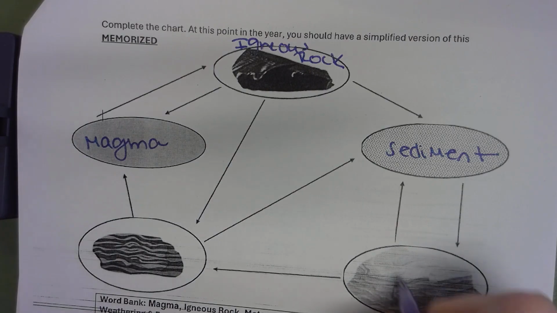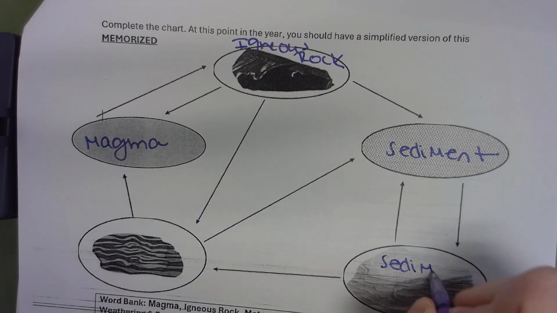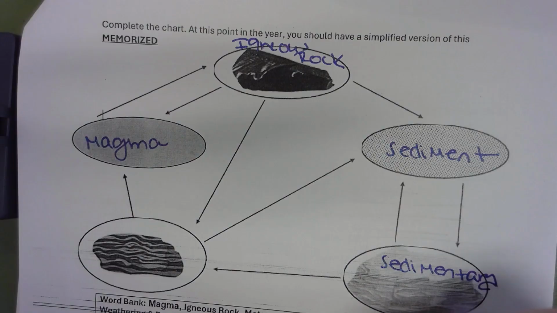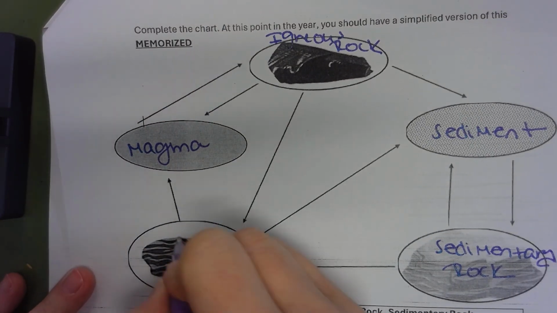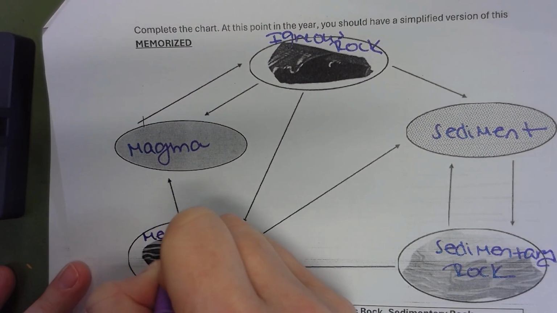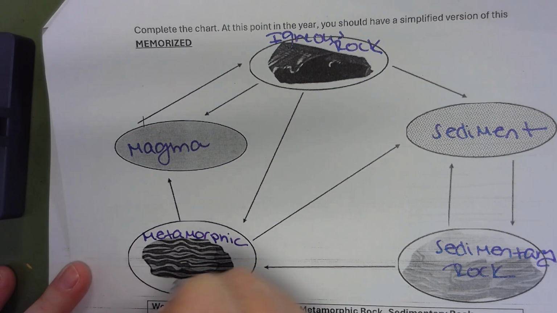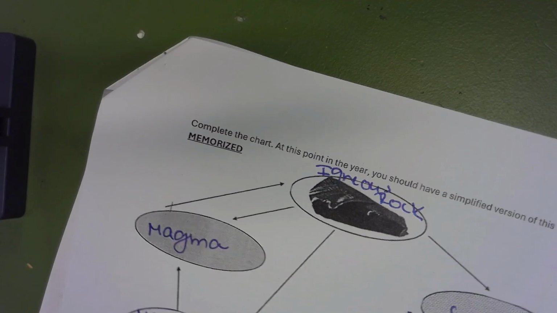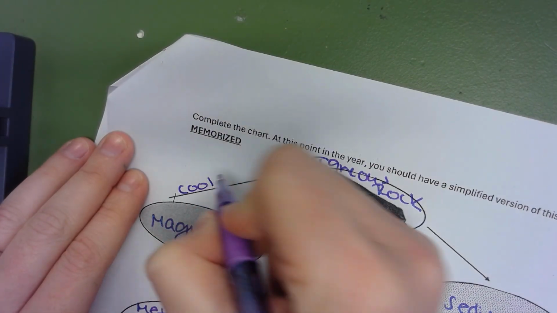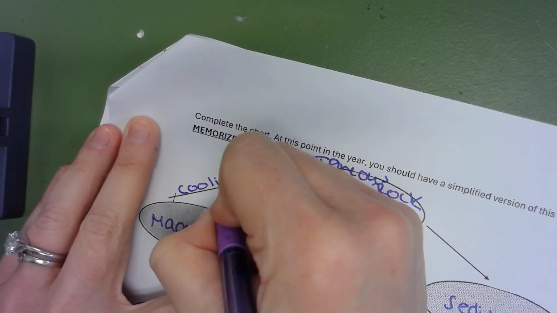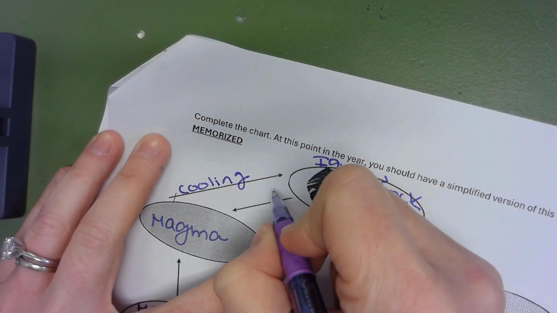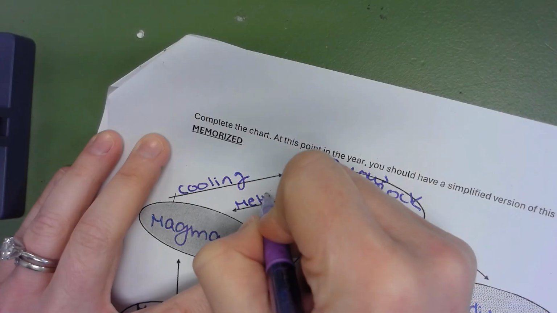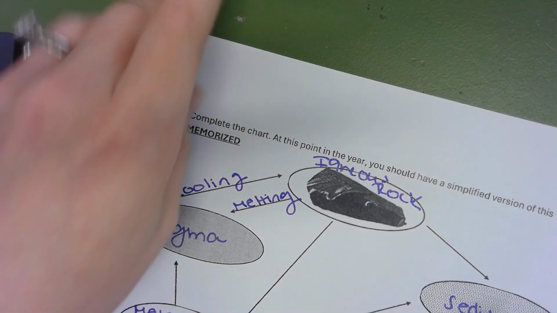All right, down here is going to be sedimentary rock. I know that because sediment has to become sedimentary rock. You know, it's kind of logical. This is going to be metamorphic rock because it's wavy. All right, now we just have to fill in our actions. Starting with magma. It needs to cool to become a solid, or it needs to melt to become a liquid magma again.